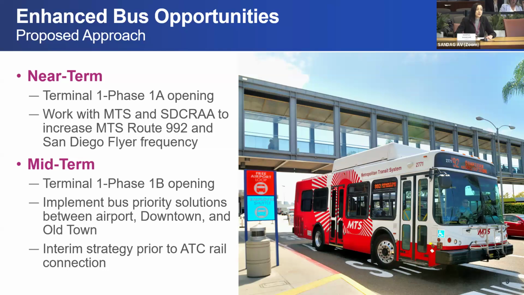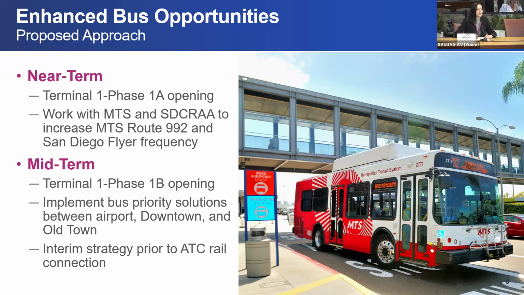One thing I'm excited to share with you is that very near term, while we are looking at longer term rail solutions, we're actively collaborating with all of our partner agencies on near term bus improvements. So ideally in time for this fall's Terminal 1 Phase A opening, we want to be able to provide a much more frequent Route 992 service and more frequent shuttle connections between Old Town and the airport. Something as aggressive as 10 minutes could be a game changer for anyone trying to plan their trip from all around the region.